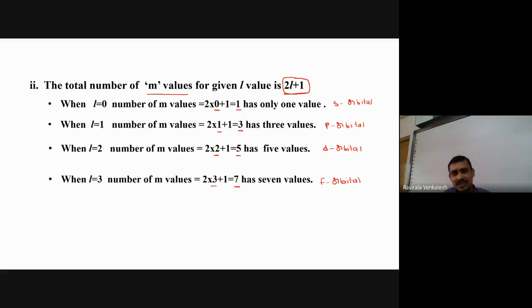Then the second one will be 3, then 5. We can easily understand that one. So there is no need to remember, because remembering too many formulas is very difficult for us. Isn't it? So in the examination, what they ask is: in the d orbital, how many magnetic quantum numbers do you have? Simply you say 5 magnetic quantum numbers we are having.